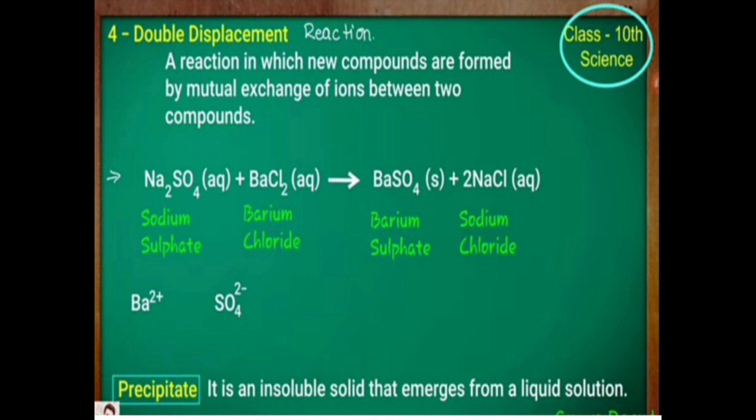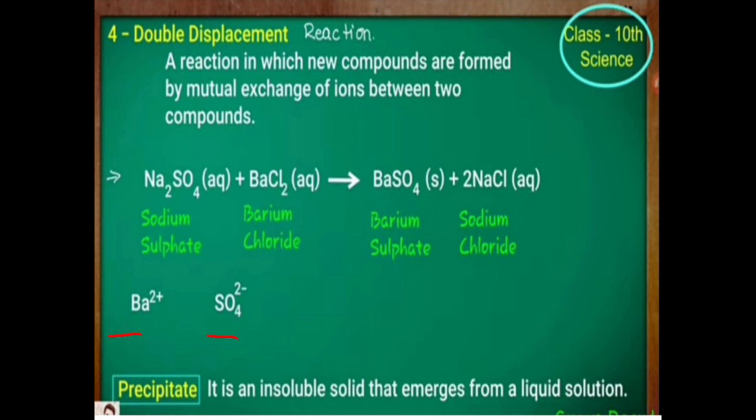Here what happens? Ba2+, that is, the barium chloride contains ions of 2 plus, and the sulfate which is present in sodium sulfate also carries 2 minus. Now these 2 plus ions and 2 minus ions of sulfate combine to react because both consist of an equal number of ions. So here there is an exchange of ions.